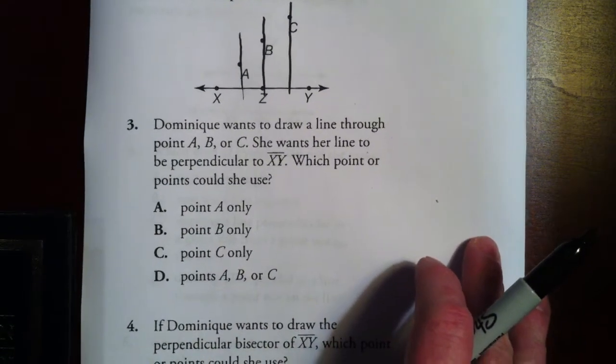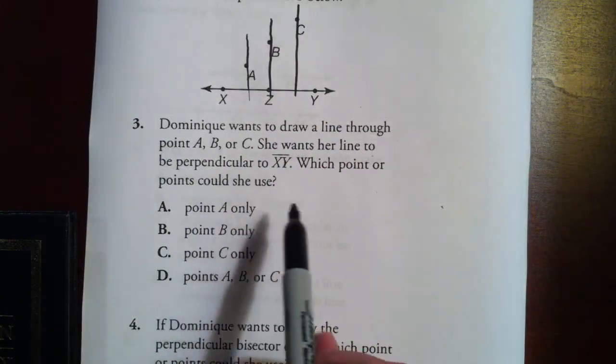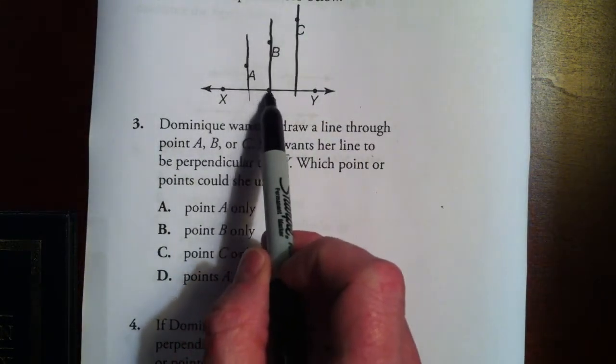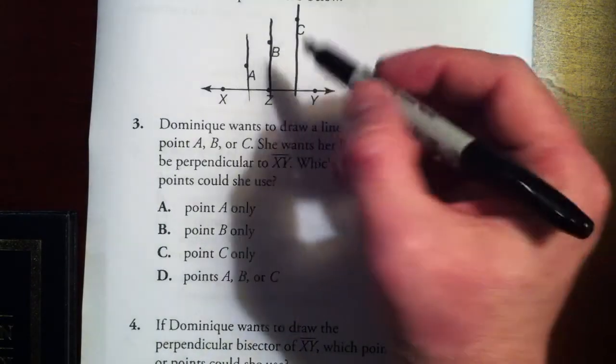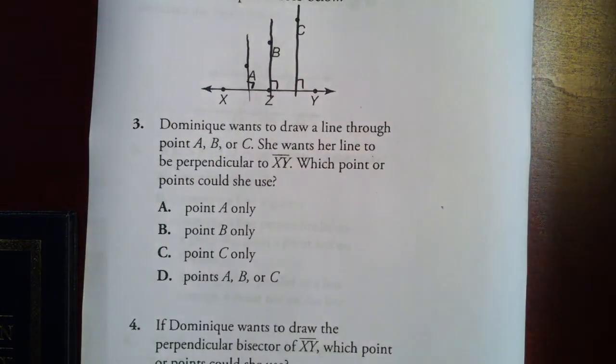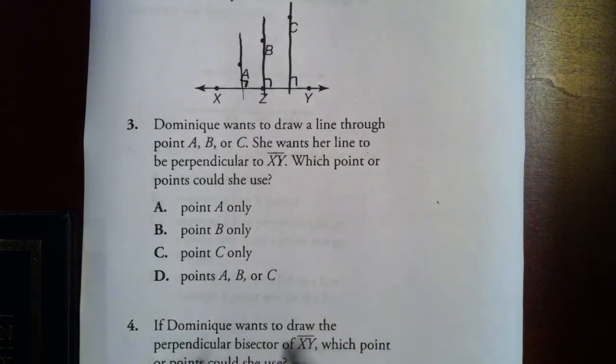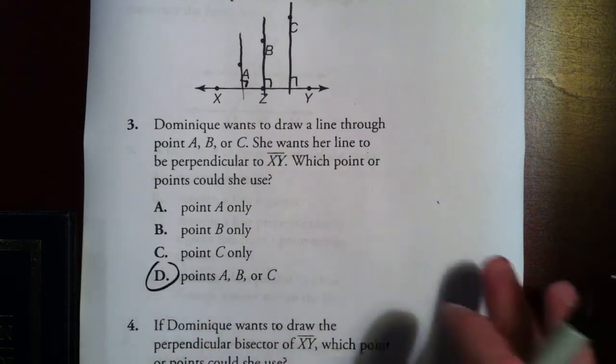Okay? Well, we just indicated that she could use all these to draw a perpendicular line. Remember, it doesn't say a perpendicular bisector, which is right in the middle. It just says a perpendicular line. And a perpendicular line, by definition, is a 90-degree angle, or a right angle. And all three of those she could use for that. Okay? So, the answer is choice D.